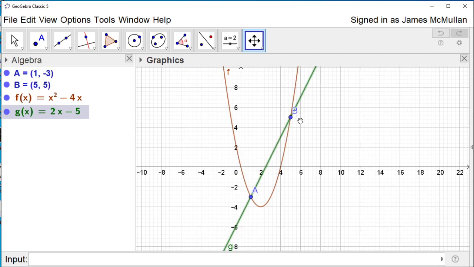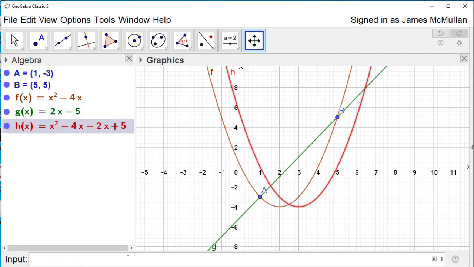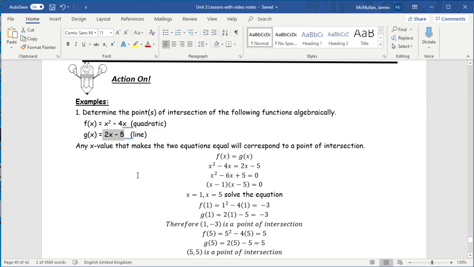Now, the significance of the numbers 1 and 5 is that they are the solutions to the related equation. The related equation for us was x squared minus 4x minus 2x plus 5, right? And if we just simplify this a little bit, clean it up, we'll get the thing that we actually solved, right? X squared minus 6x plus 5. That's what I actually solved in order to get the answer to the question, right?